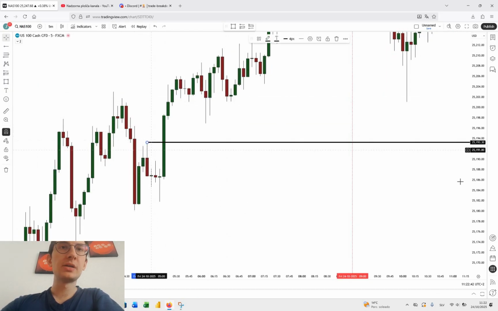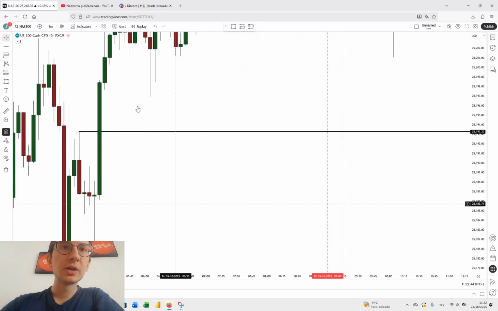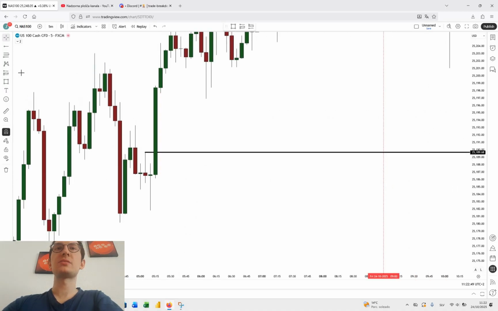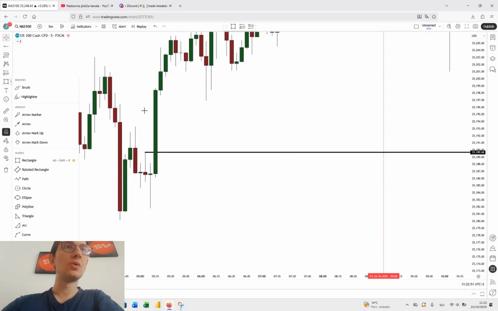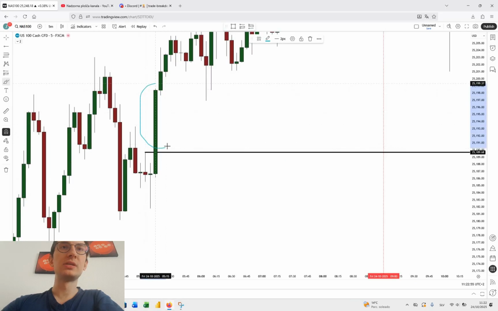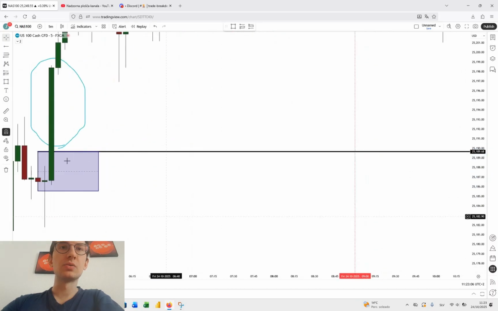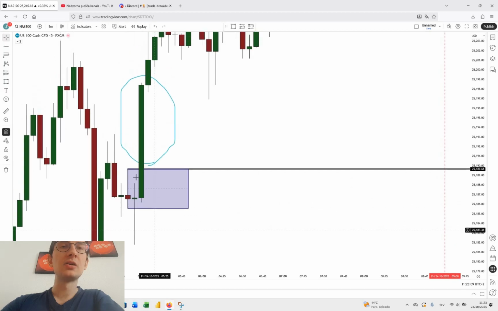Bearish, up, down, bearish. Okay, what happens? We broke structure again with this move. So what was the last candle to the downside? This one, exactly. Why? Because look, it's the last red candle before we have a bullish break of structure. So yeah, that's a bullish order block.